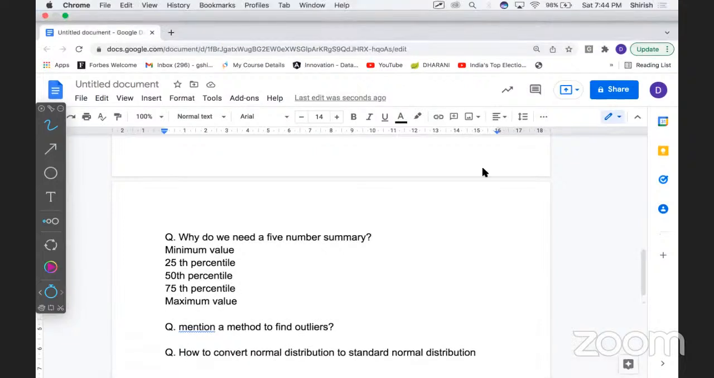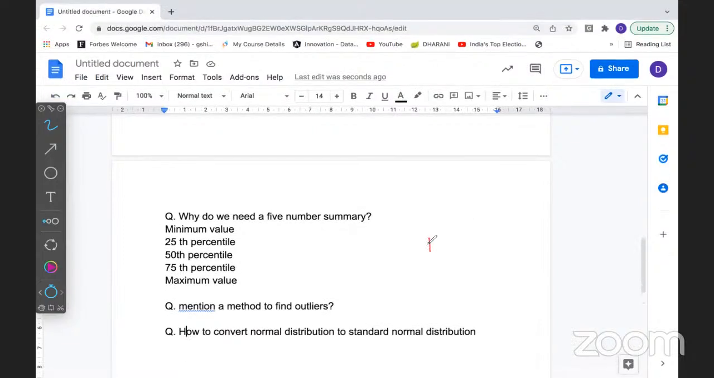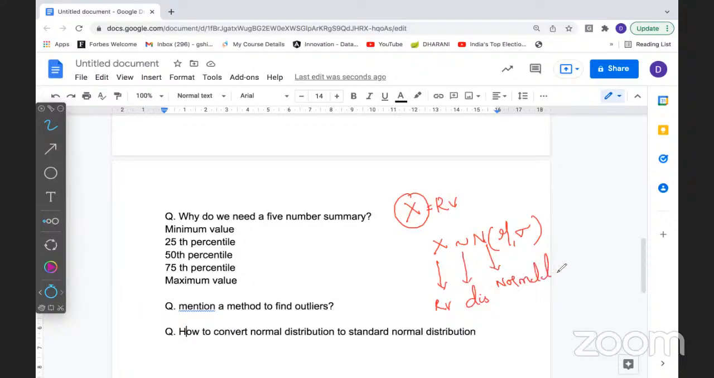Okay, the answer is yes. If X happens to be a random variable, the normal distribution is characterized by two parameters: X tilde normal distribution with mu and sigma. X is a random variable, N represents normality. The most important parameters to check normality are your mu and your sigma.